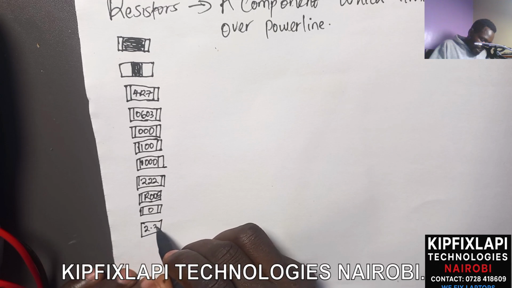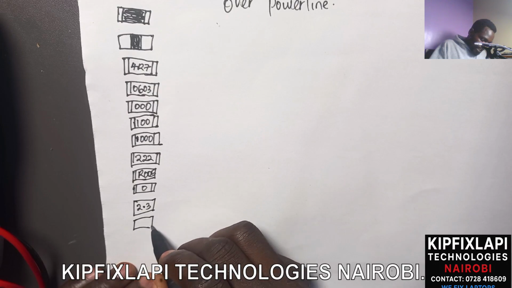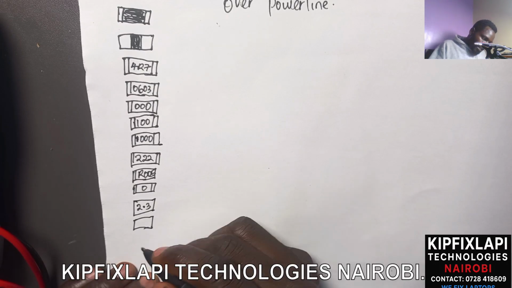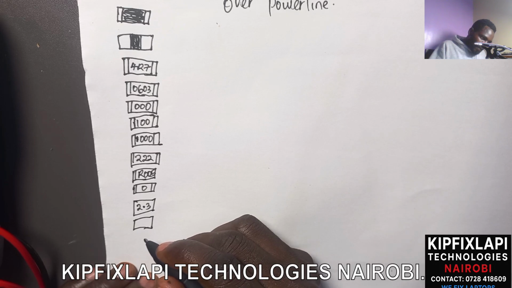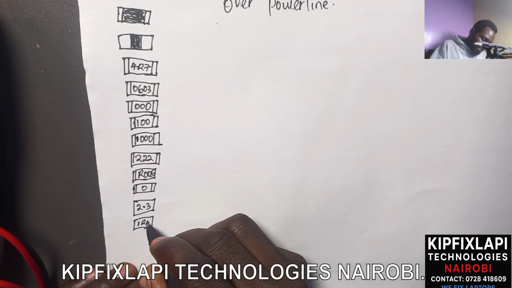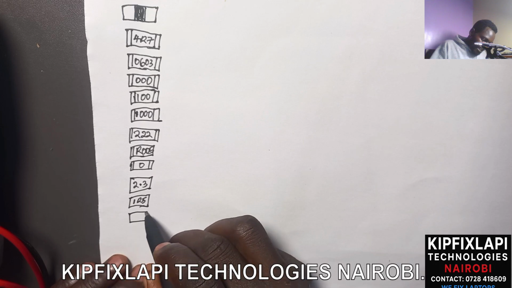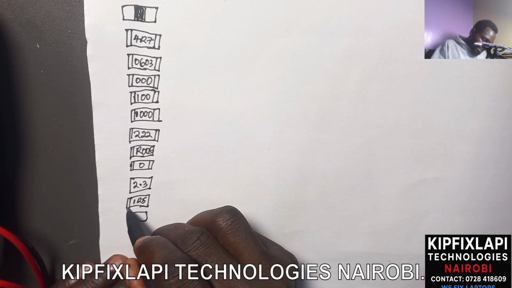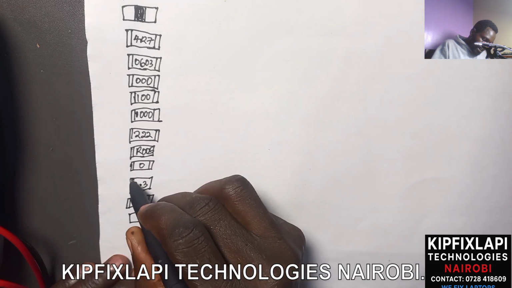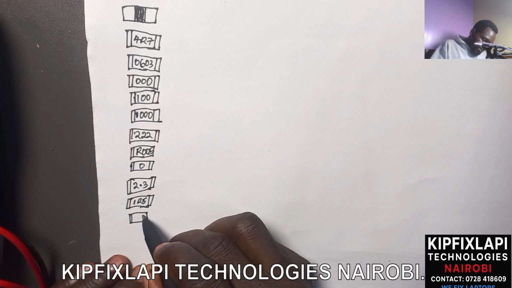You might find another resistor which is written 1R5. You might find another one. These are our resistors. At the middle of it is black. You might find this one maybe written R68.